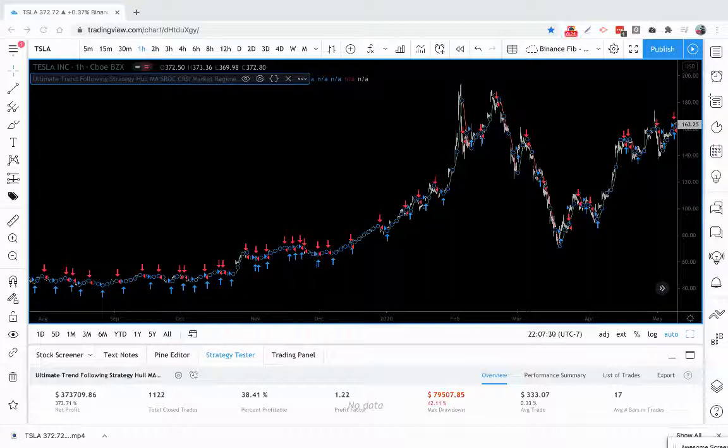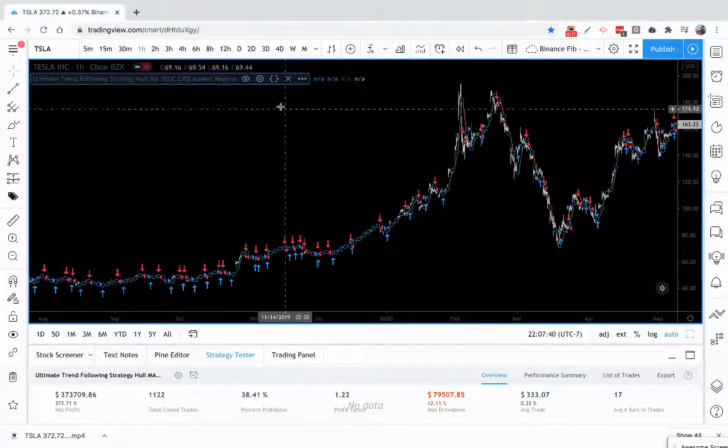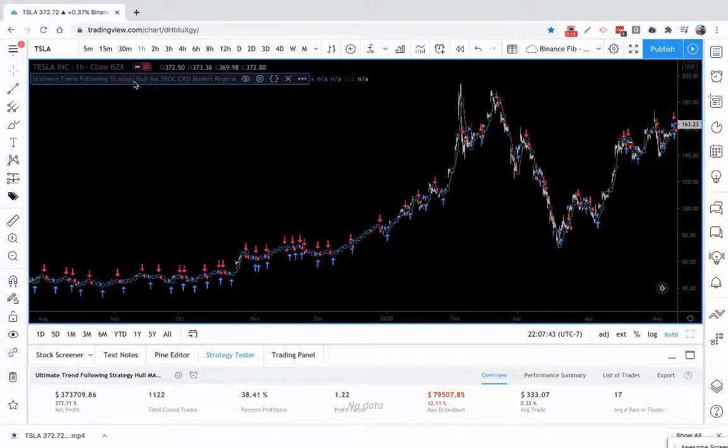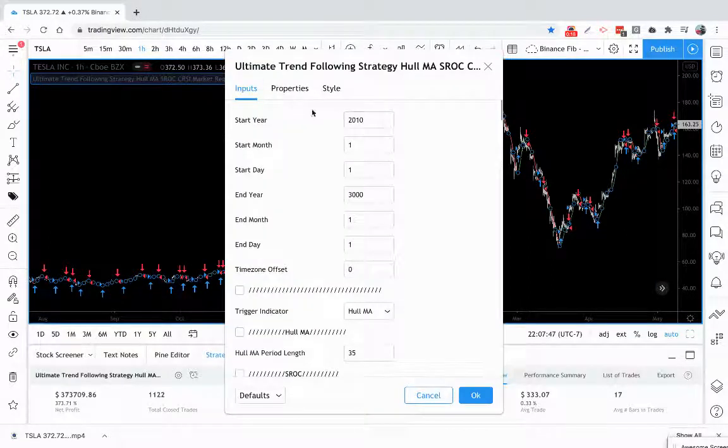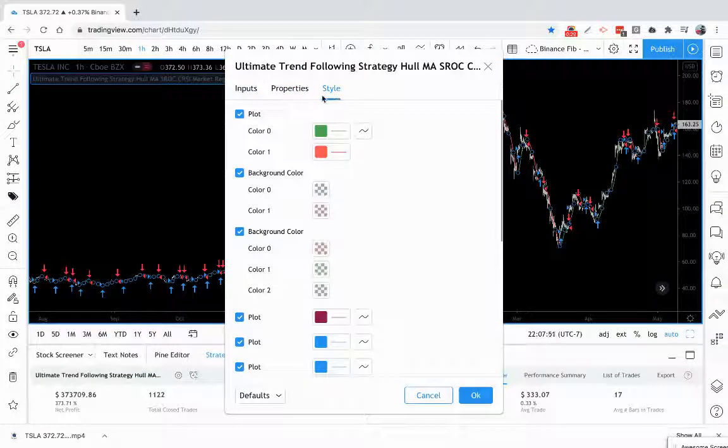In this video, we're going to go over how to use the standard rate of change and the Connors RSI in the ultimate trend following strategy. First thing we're going to do, once we've added the strategy to the chart, is click on our gear icon here. We don't really have to change anything with style for this.